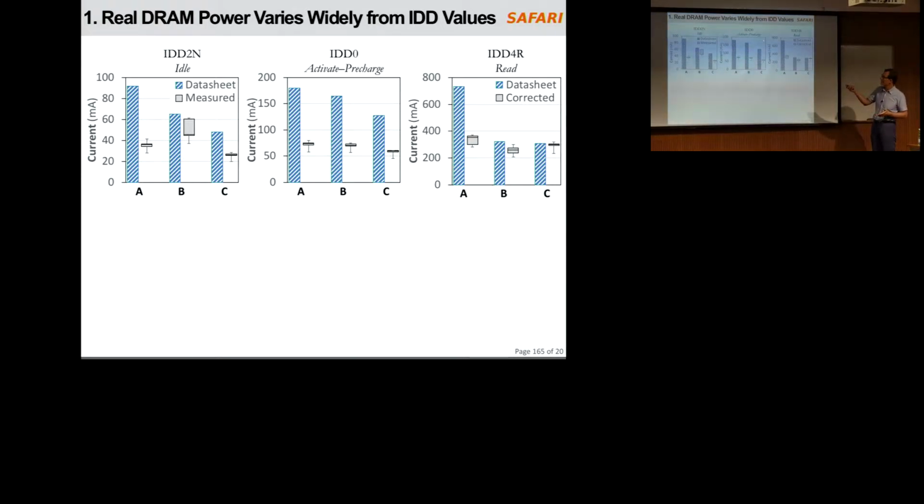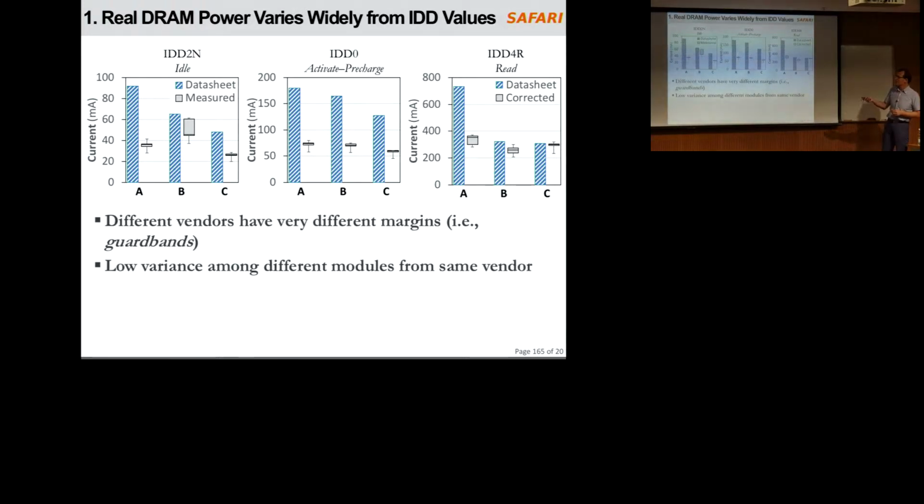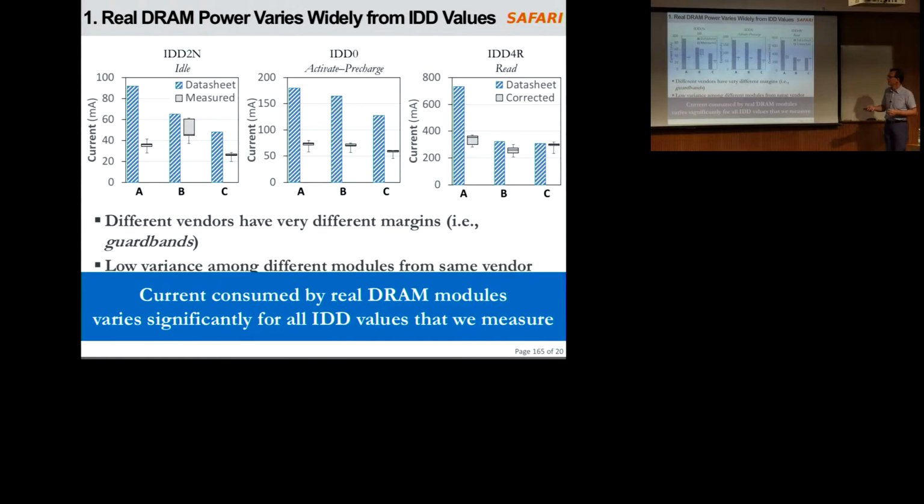This is another current, activate precharge, IDD0, and that's very similar. And this is the read value. The corrected values are there because we need to correct some things, as we cannot perfectly get the values in our measurements. But basically, different vendors have very different margins. There's low variance among different modules from the same vendor, actually. As you can see, the variance is very low from the same vendor. And current consumed by real DRAM modules varies significantly.